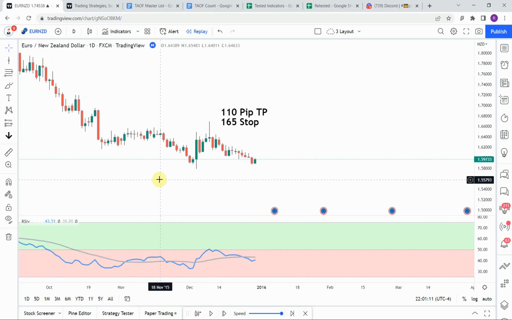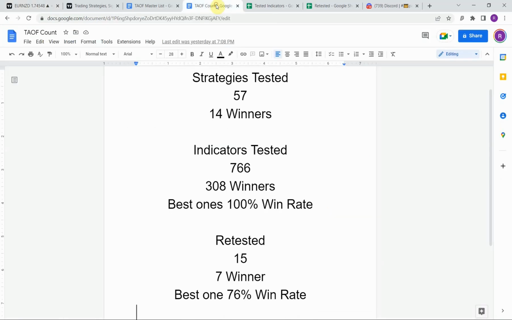Alright, as I said, today we will be testing the RSI with VWAP and moving average. Before we do though, I wanted to put the testing scoreboard up for everyone to see. So to date, we have tested a total of 57 different strategies, with 14 of them being profitable. We've also tested a total of 766 indicators, with 308 of them being winners. The best ones so far were able to achieve a 100% win rate.